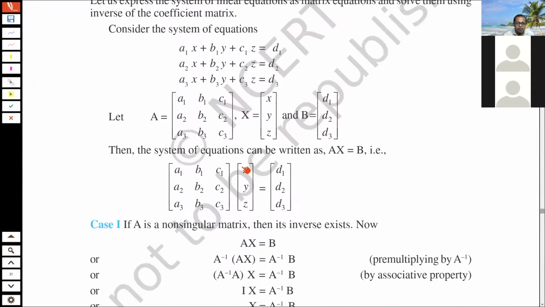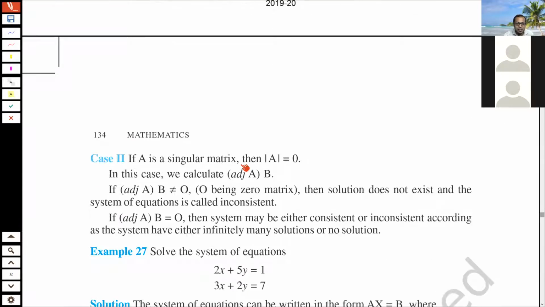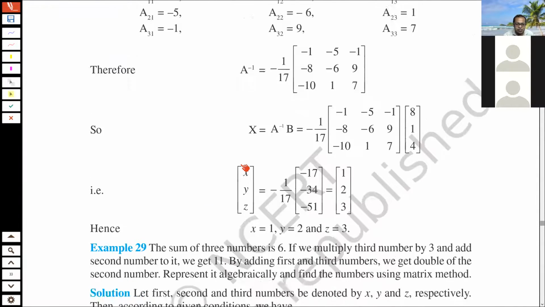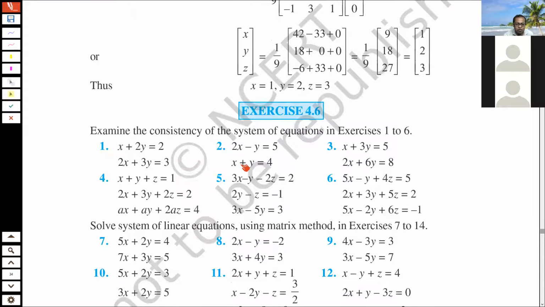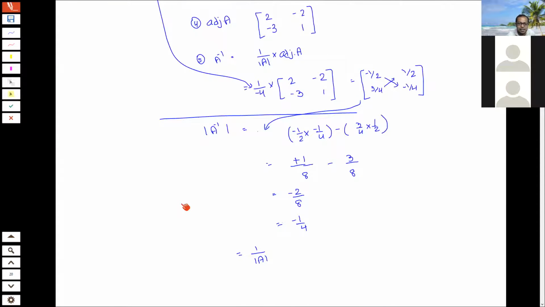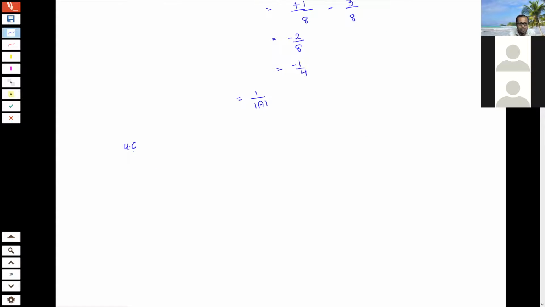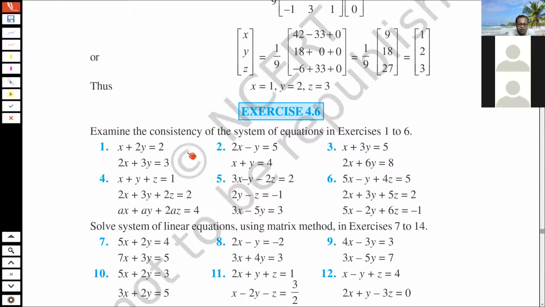Okay. Now we have the next concept of solving simultaneous equations, and through exercise we can find how to solve these equations. So we have the next exercise, 4.6. It is very easy and scoring. Exercise 4.6 is about solving simultaneous equations. We can solve them the normal way also, but they want us to solve using this matrix way. So we have around 6 questions in total.